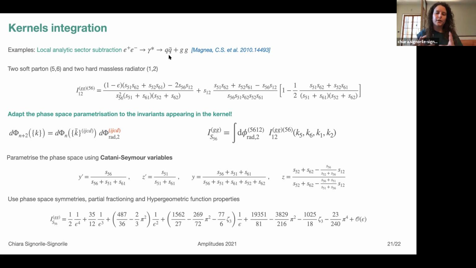way that we are indeed writing the phase space in terms of the same Lorentz invariants that appear in the kernel. How this is done is essentially by introducing Catani-Seymour variables and writing this radiative phase space in terms of these quantities here. We can then use the phase space symmetries, partial fractioning, and hypergeometric function properties in order to get a very simple and compact result.